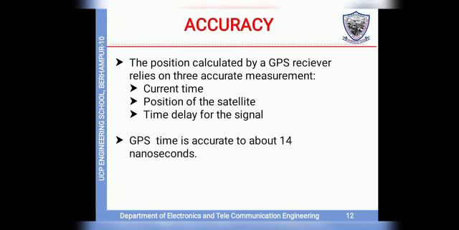Moving on, accuracy. The position calculated by a GPS receiver relies on accurate measurement of current time, position of satellite, and time delay for the signal. GPS time is accurate to about 14 nanoseconds.